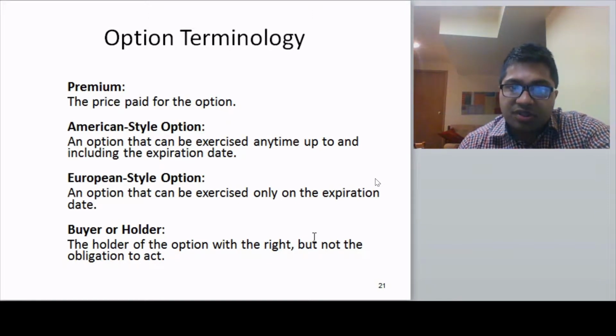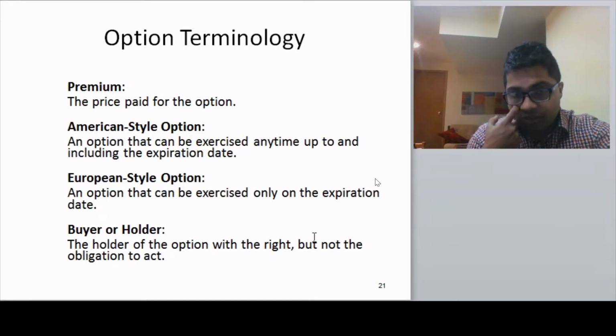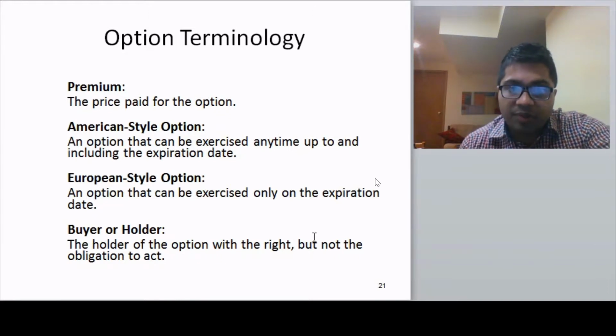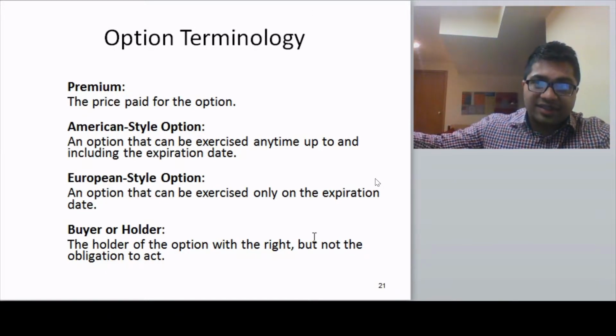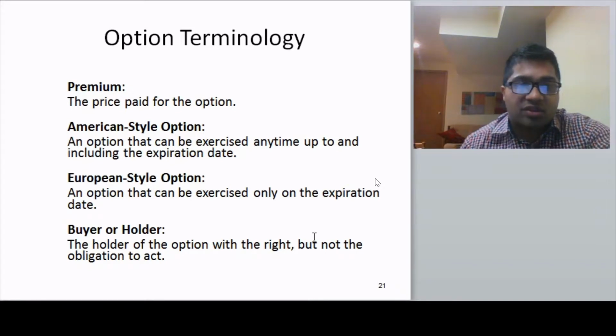American style option, an option that can be exercised anytime up to and including the expiration date. Most options traded on stocks are American. European style option, an option that can be exercised only on the expiration date, so you can execute only when the expiration date is there. Within that time you cannot execute.